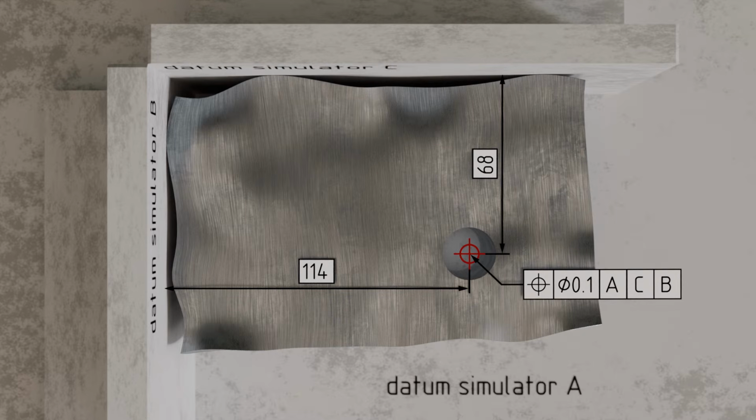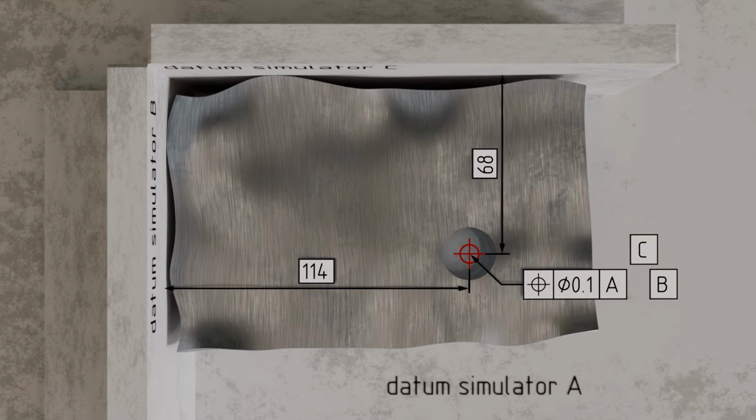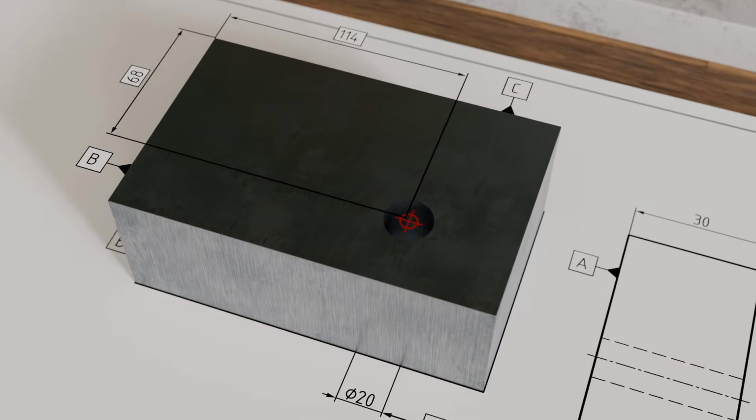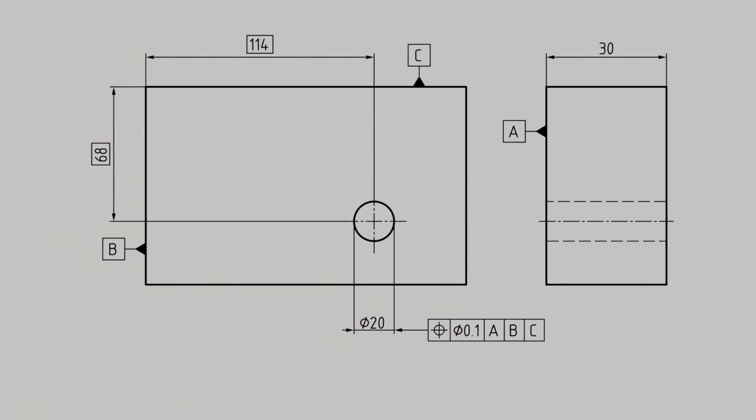This also applies correspondingly to the axis of the tolerance cylinder. We can thus see how important the definition and consideration of the order in which the datums are specified in the feature control frame is. We can apply position tolerancing not only to center points or center lines but also to surfaces.